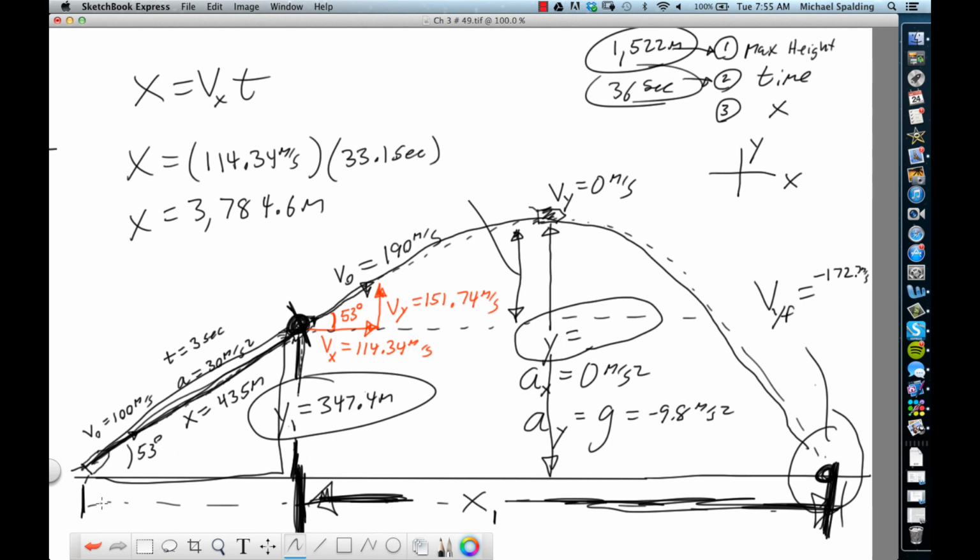Now, we have to add on this part. How do we get this part? Trig. So this comes out as 261.8. Then you add that to the other x, and you get a total answer of about 4,046 meters.